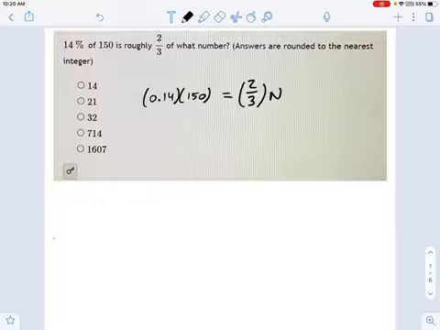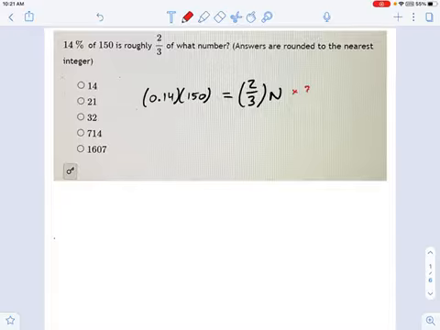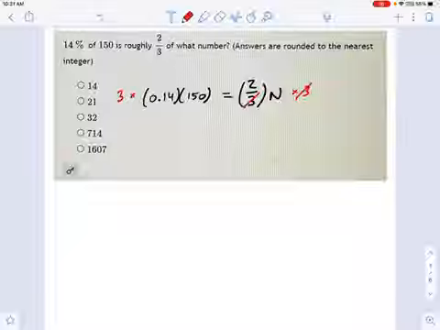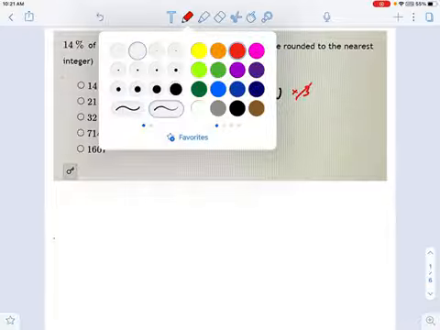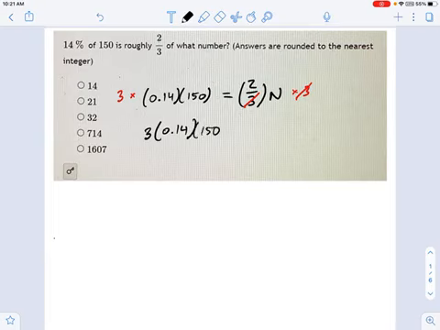Well, there's a number of things that we've done as part of balancing equations. We can multiply each side by 3, right? That's fine as long as we do it to both sides. And look what happens. These 3's cancel out. A times 3 crosses out a divided by 3. And what do we get? It's going to be 3 times 0.14 times 150 on the left equals 2n.